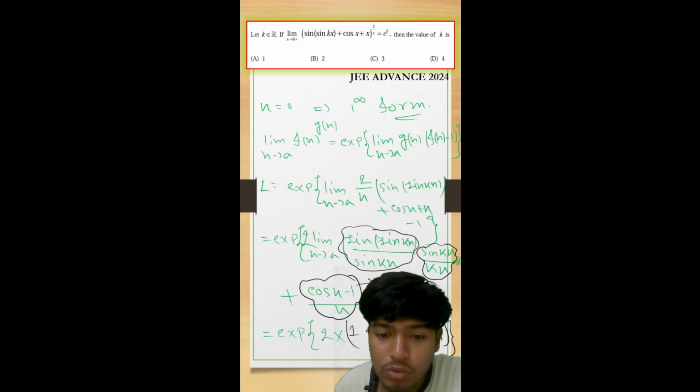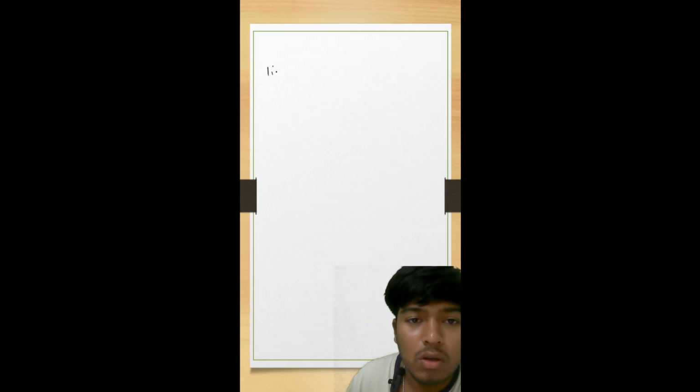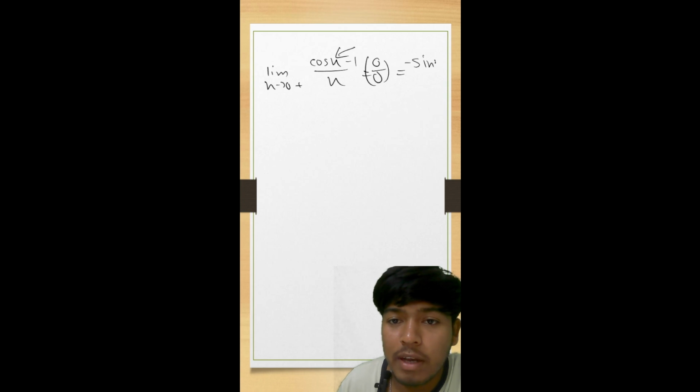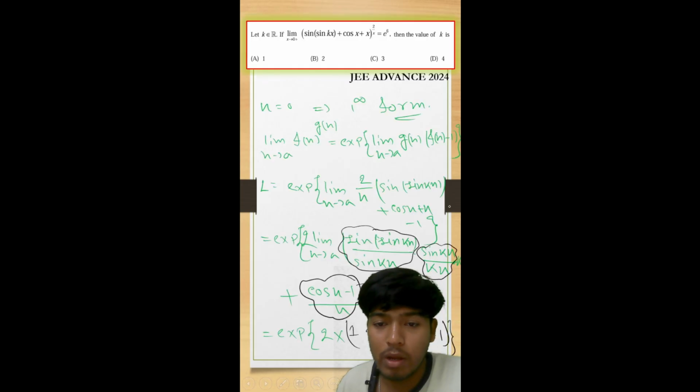Why is this quantity equal to 0? Because limit x goes to 0 positive cos x minus 1 by x is of the form 0 by 0 form. So just we use L'Hopital rule. First derivative of this term is minus sin x, then divide by the derivative of x with respect to x, which is equal to 1, and we just put x goes to 0 positive and this value is 0. That's why this is nothing but 0.